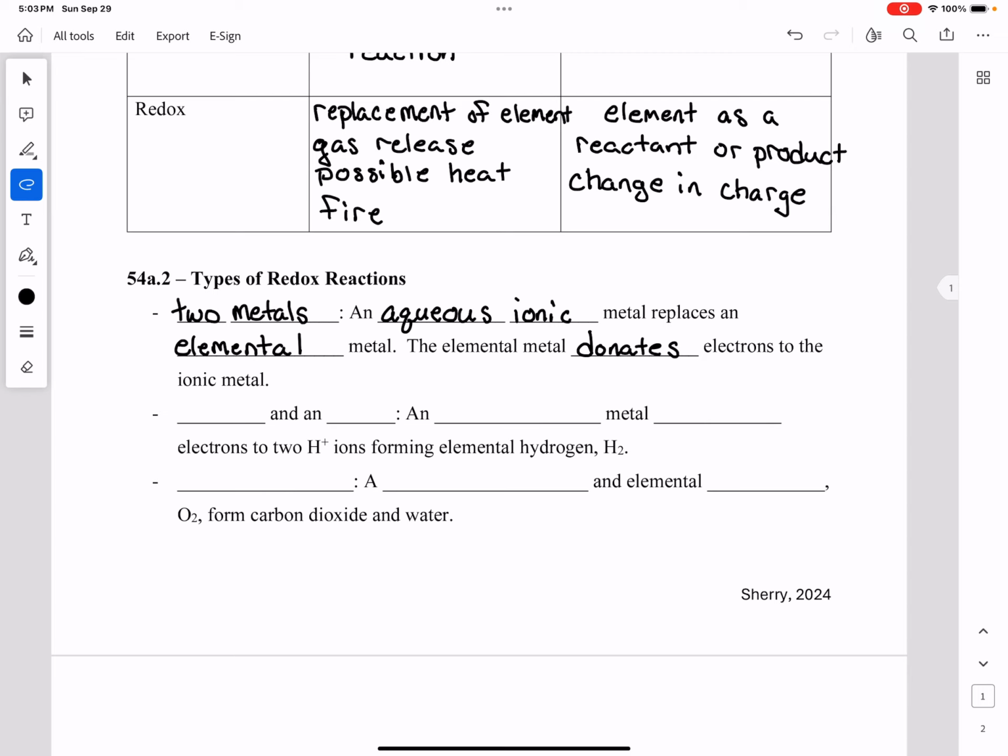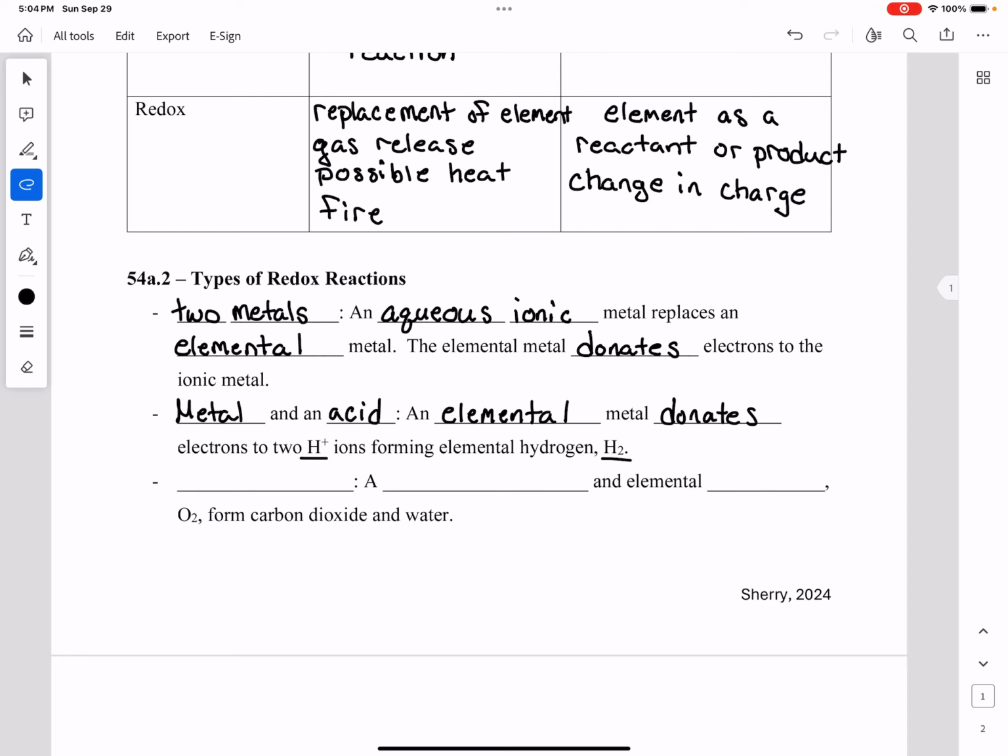Okay. Well, the second type would be with a metal and an acid. Okay. So an elemental metal will donate electrons to two hydrogen ions, so two protons, forming elemental hydrogen. So a reminder, hydrogen is one of your diatomic elements.